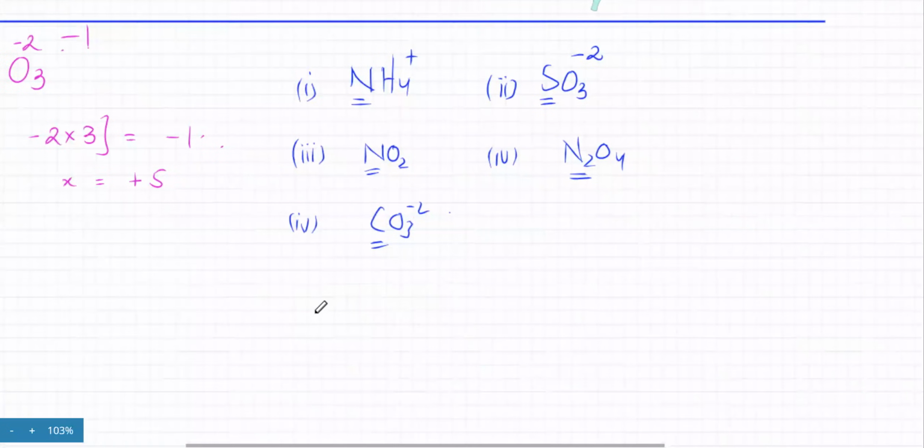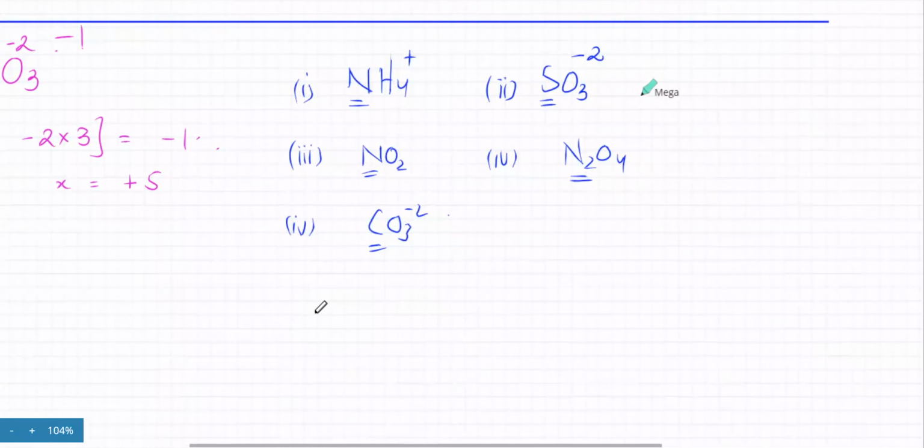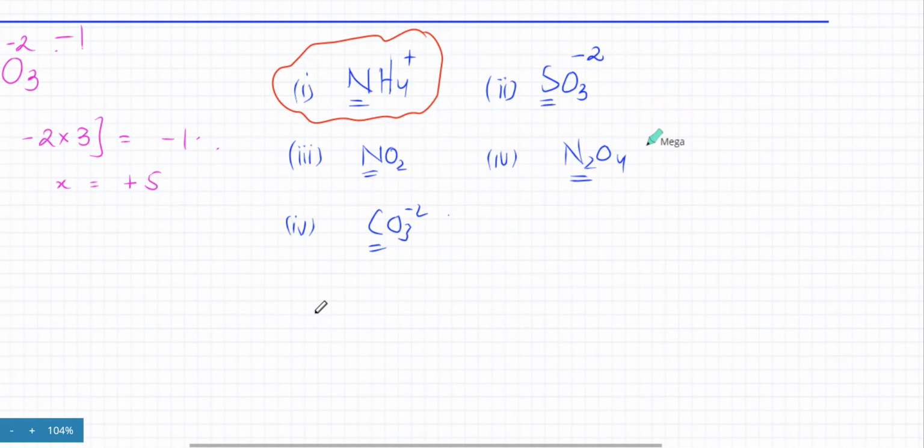And these are some questions that I gave you. Can you try and figure out the oxidation state? Did you try and solve these? Yeah, I did. What's the first one? What's the underlying element? Yeah, so you have the nitrogen.